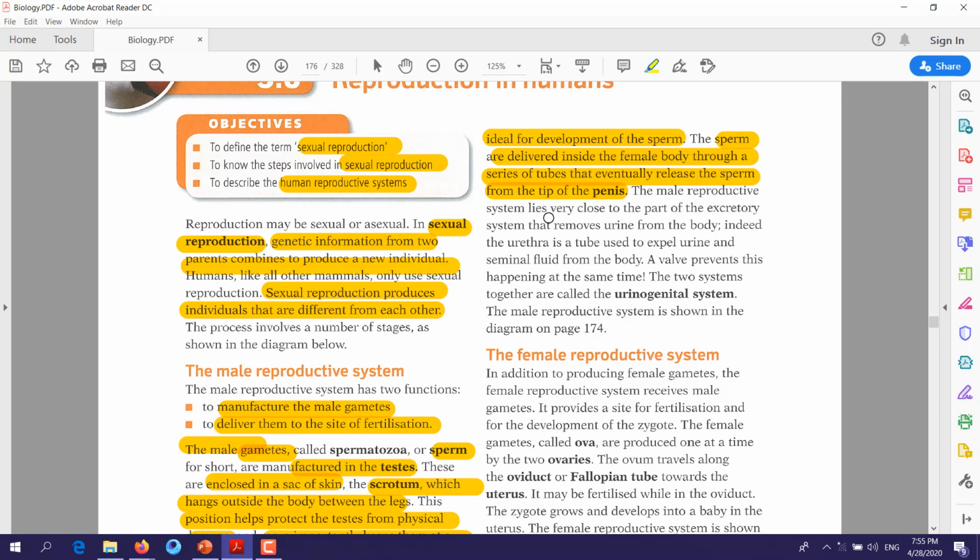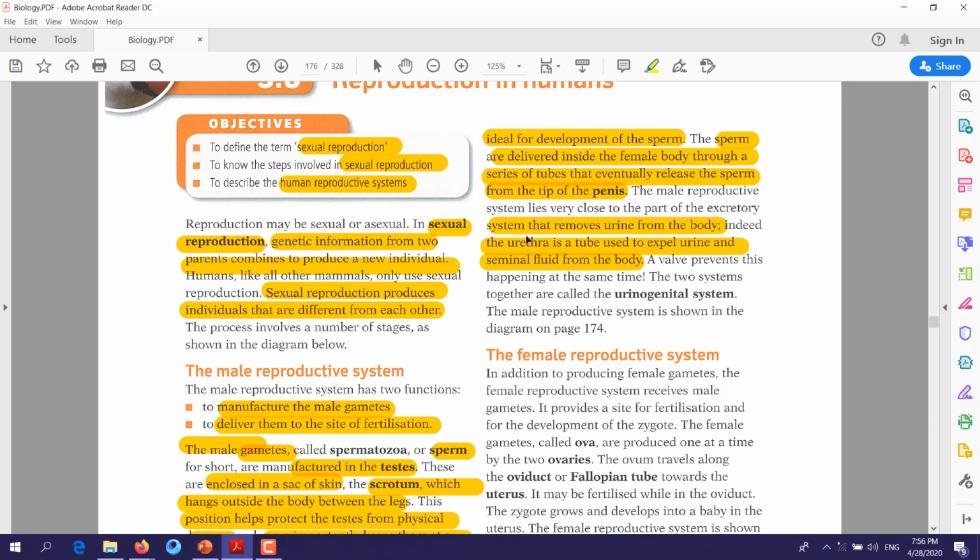The male reproductive system lies very close to the part of the excretory system that removes urine from the body. Indeed, focus on this part, the urethra is a tube used to expel urine and seminal fluid from the body. So the seminal fluid, which contains the sperms, and urine, both of them are removed outside the body through what?